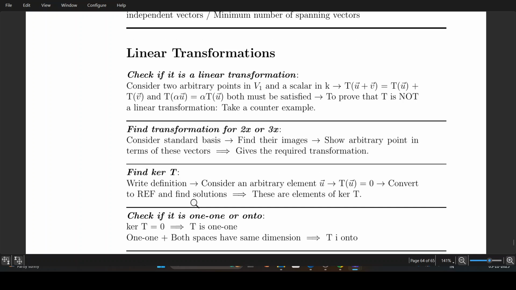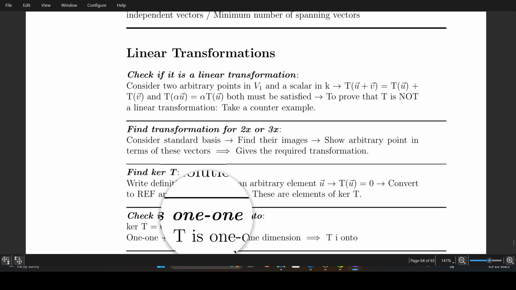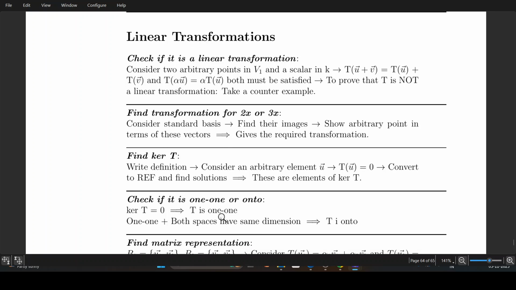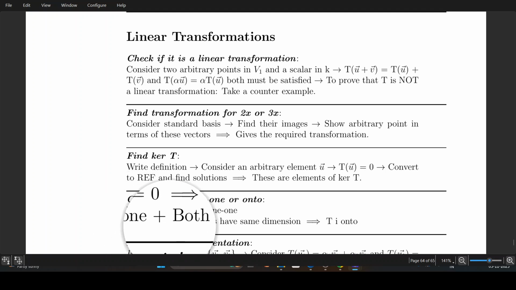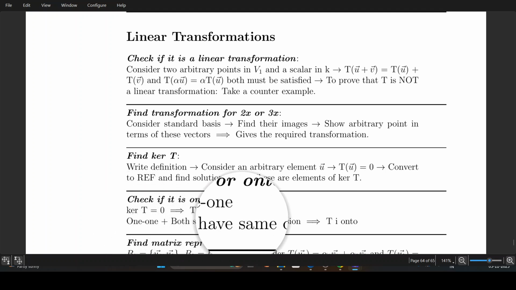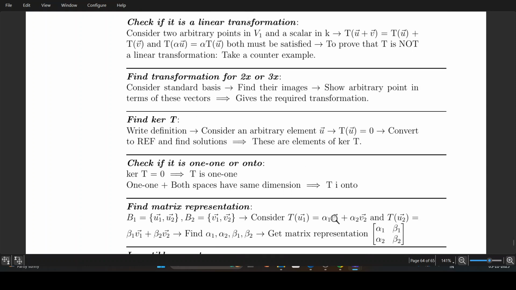Now to check if the transformation is 1-1 or onto. If the kernel is 0, then the transformation is 1-1. But if it is 1-1 and both the vector spaces have the same dimension, then it is onto. There is one more method of telling this which we will discuss now.